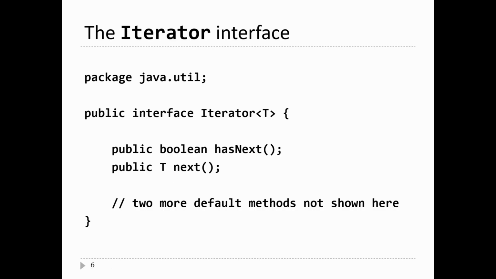I think I've described what hasNext and next do. But just to remind you, hasNext returns true if the iterator has more objects to look at in the sequence, and it returns false otherwise. Next returns the current item or current element that the iterator is looking at.